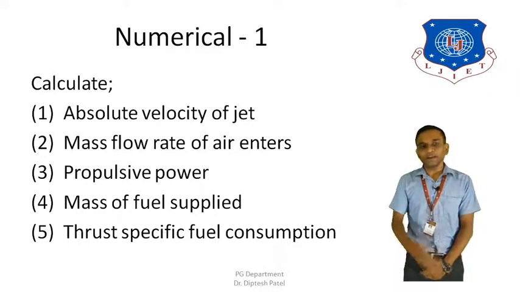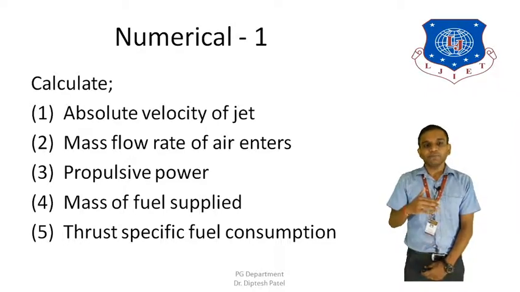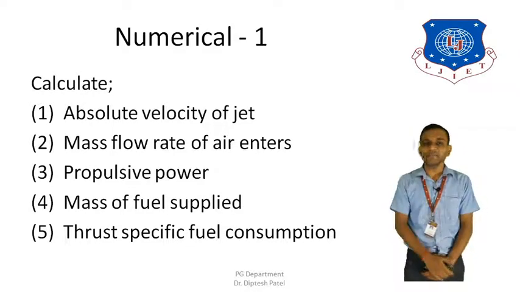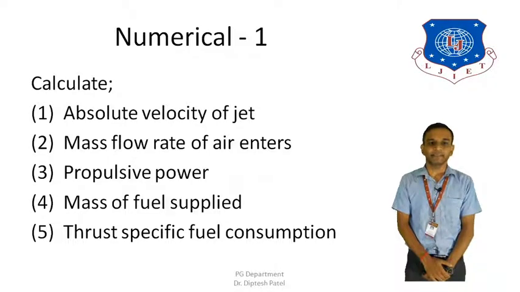Now we know that the ratio of air and fuel is given to us. Since we are able to find out the mass of air which is entering into the diffuser, on the basis of that we can use the ratio and calculate the mass of fuel supplied to the jet engine. And the last one is the thrust specific fuel consumption, means the amount of fuel required, or the specific fuel consumption per thrust that is produced by the jet engine. So these are the 5 different things that we need to calculate.